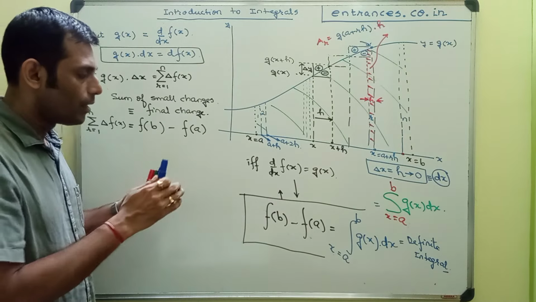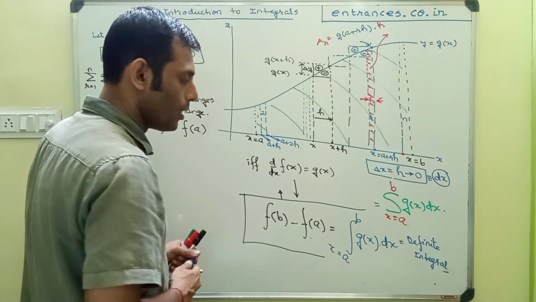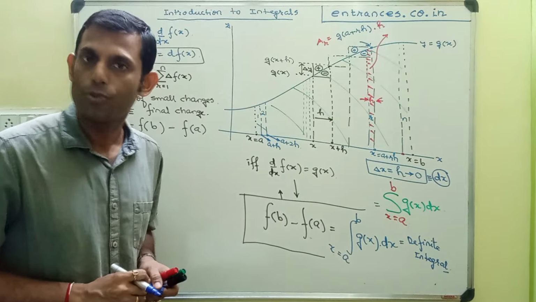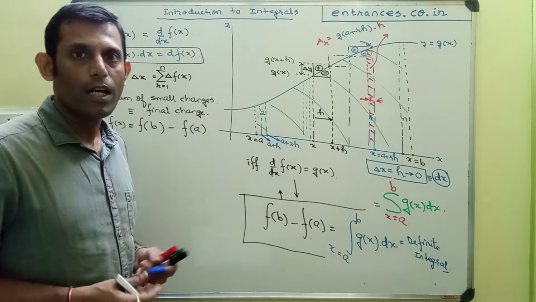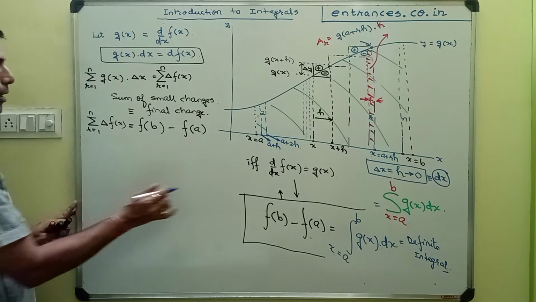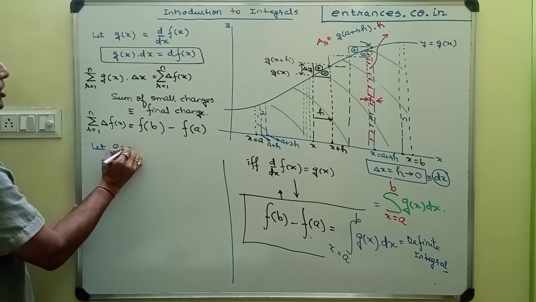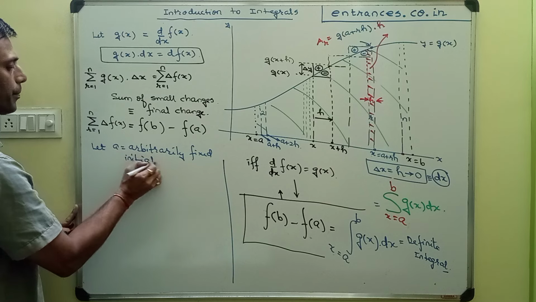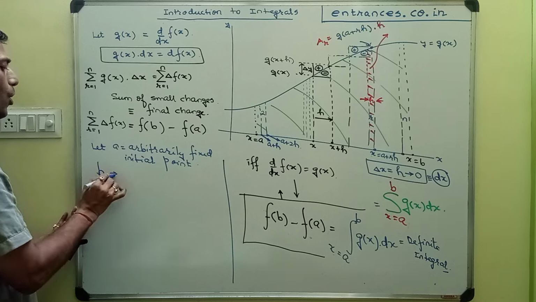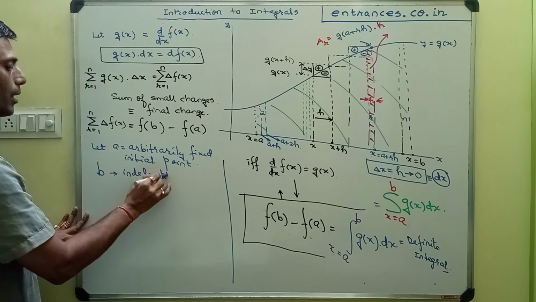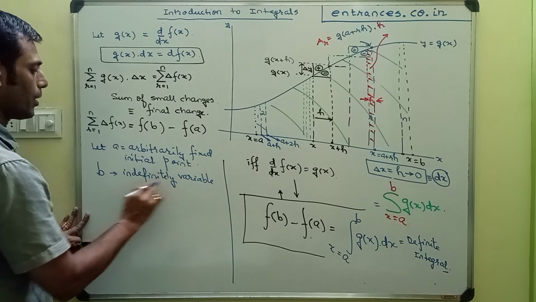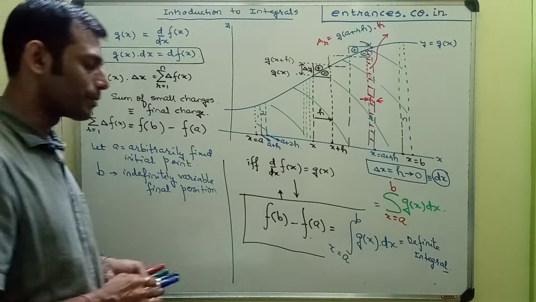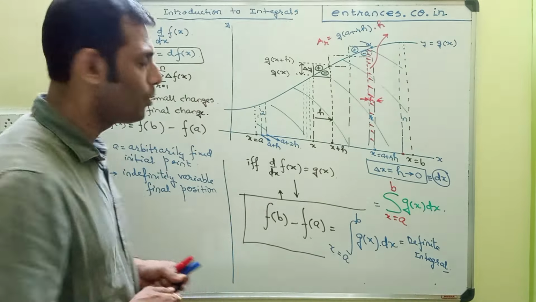So my idea here is that let's say we define this lower limit a as some arbitrarily fixed position, and let's say it's not fixed actually. So let a, now I will define something else. Let a be an arbitrarily fixed initial point. And what is b? Let's say b goes to an indefinitely variable final position. Then the point is, if that happens, are we really having any limits on the calculation, any definiteness of the calculation? The answer is no.